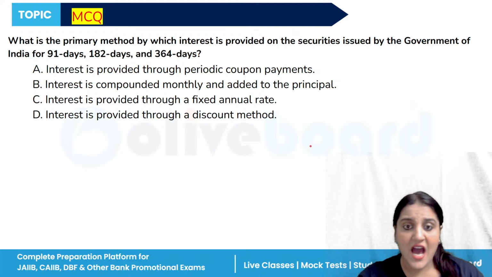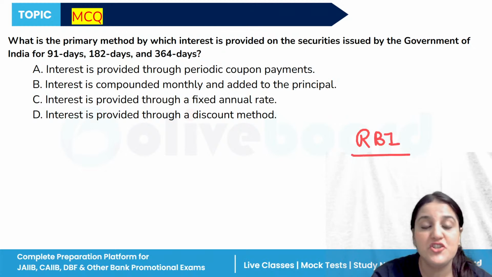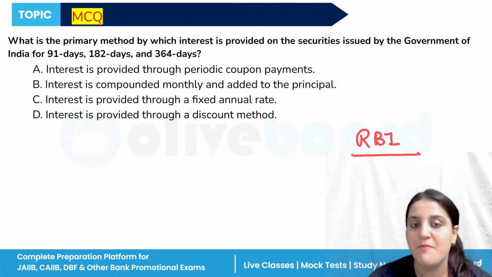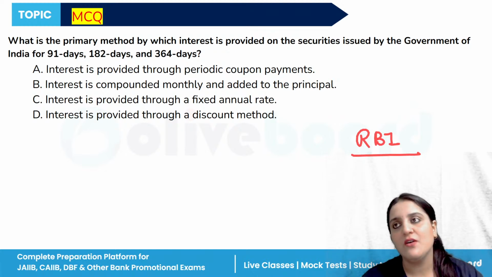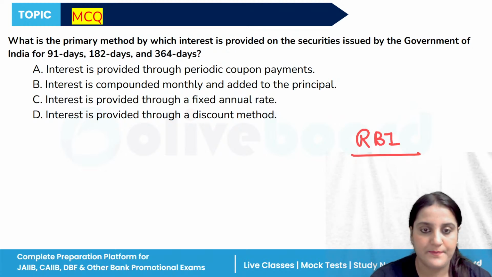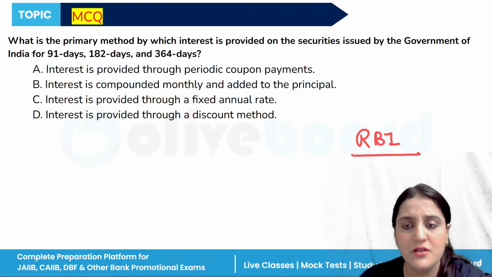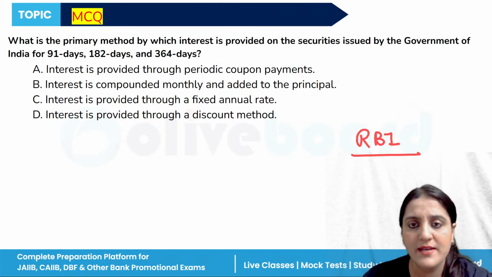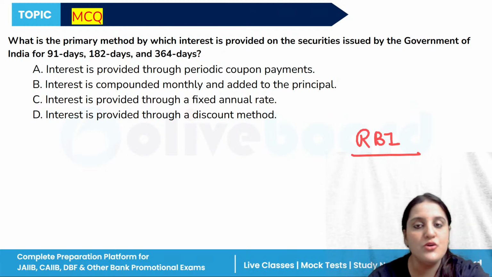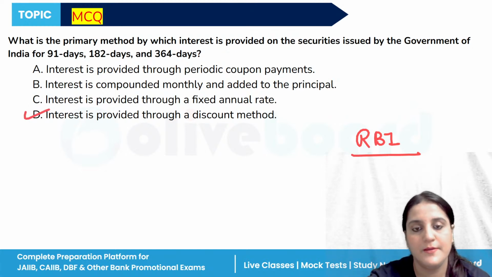Primary method, basically these are issued by the Government of India through RBI for the maturities of 91 days, 182 days, 364 days for a predetermined amount. The interest is by way of discount. So the bills are priced below 100, that are treasury bills basically. So of the four options given, option D is correct. Interest is provided through a discount method. So option D we can say is the correct answer. Understood?